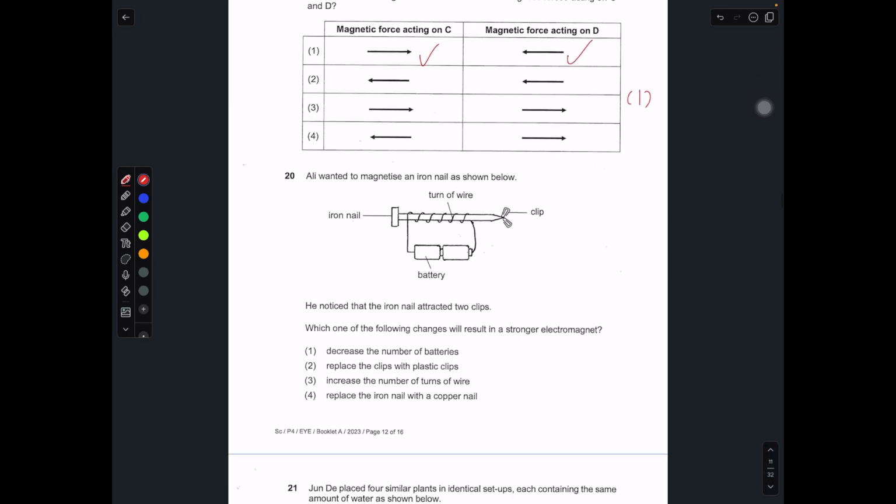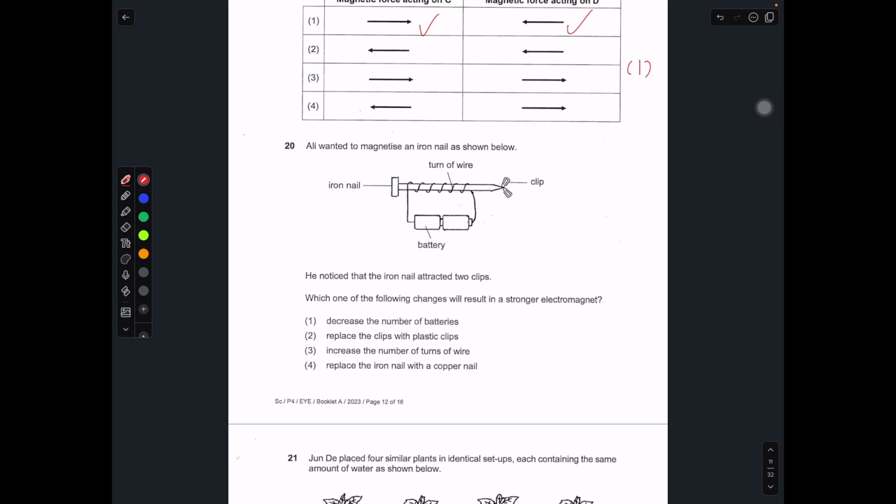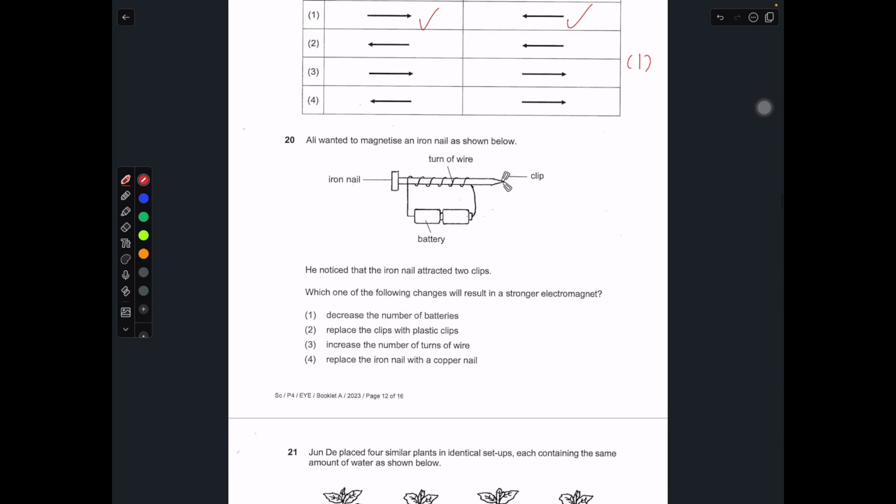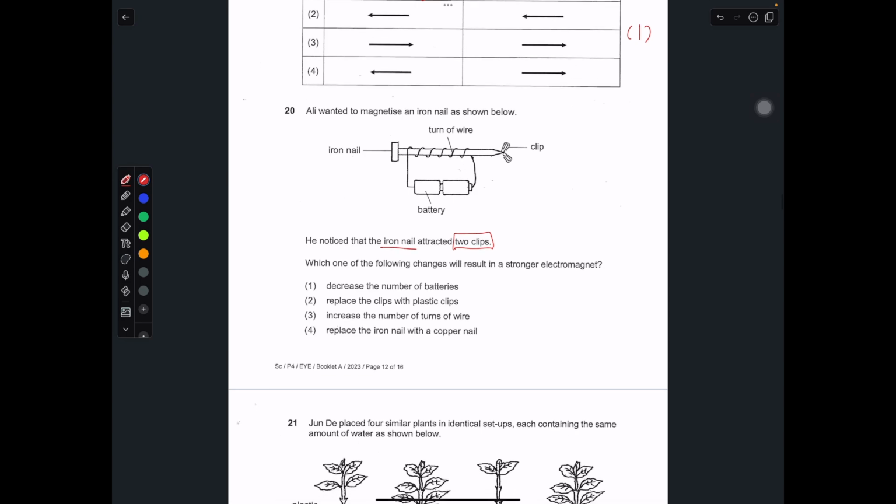Ali wanted to magnetize an iron rod as shown over here. He noticed that the iron nail attracts 2 only. Which of the following will result in a stronger one? That means I want to attract more than 2. A stronger electromagnet is either more batteries or more coils on the nail.